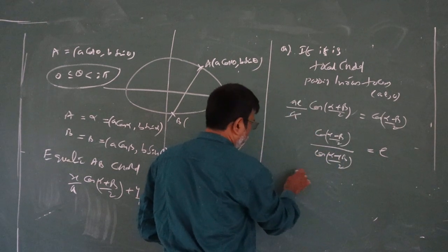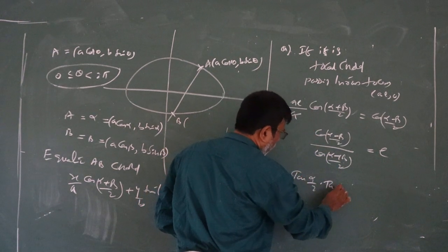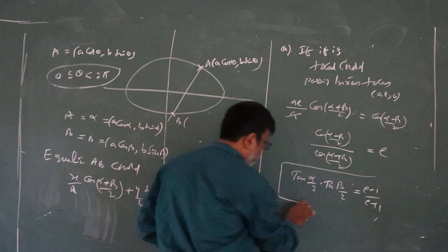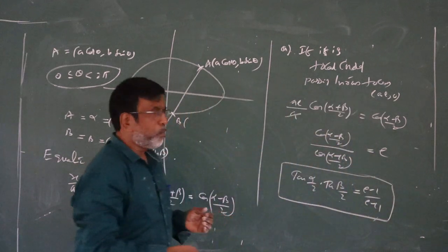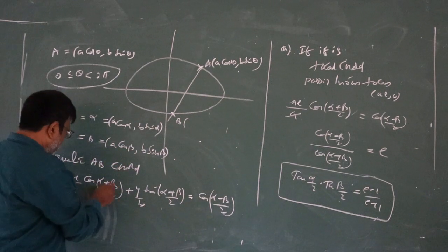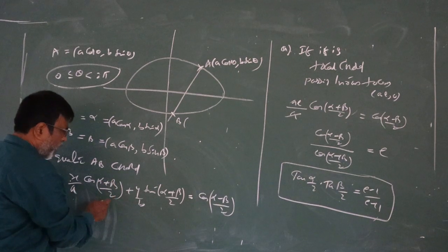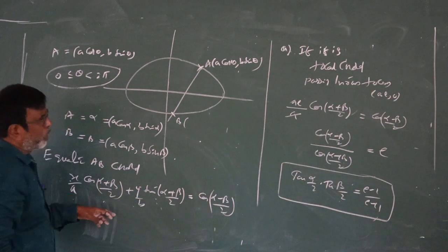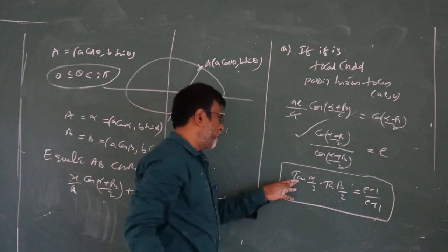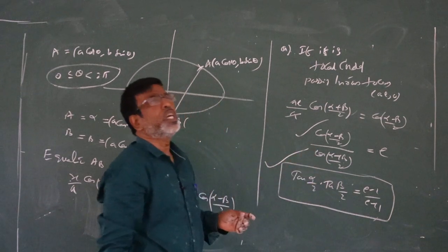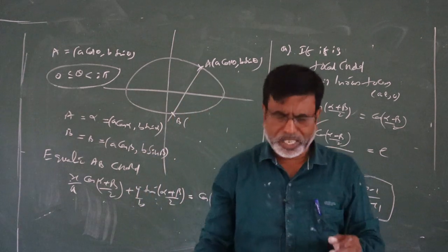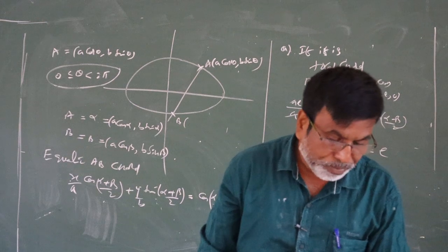From this one, we have one more formula: tan alpha by 2 times tan beta by 2 equals e minus 1 by e plus 1. This is the most useful formula. Let me explain: that is the equation of chord AB, where A is given as alpha and B is given as beta. If it is a focal chord, the condition, which is sometimes asked, is tan alpha by 2 into tan beta by 2 equals e minus 1 by e plus 1. These are very important shortcuts while solving problems.